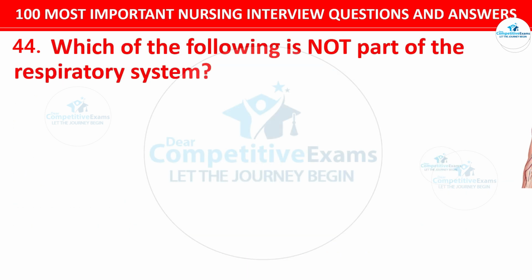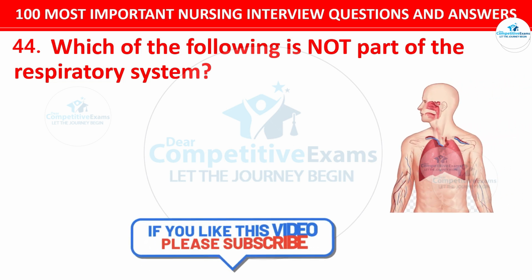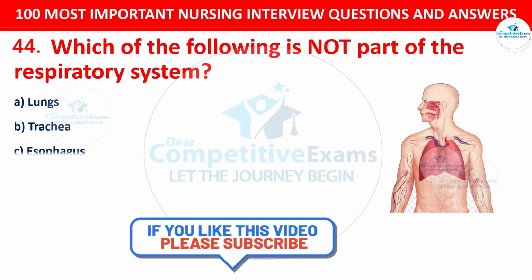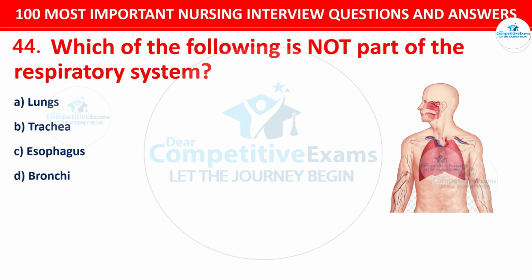Question number 44. Which of the following is not a part of the respiratory system? Your options are lungs, trachea, esophagus, or bronchi. The correct answer is C, that is esophagus.